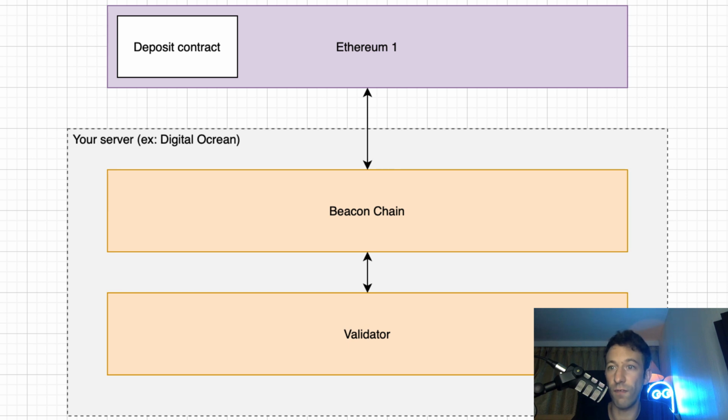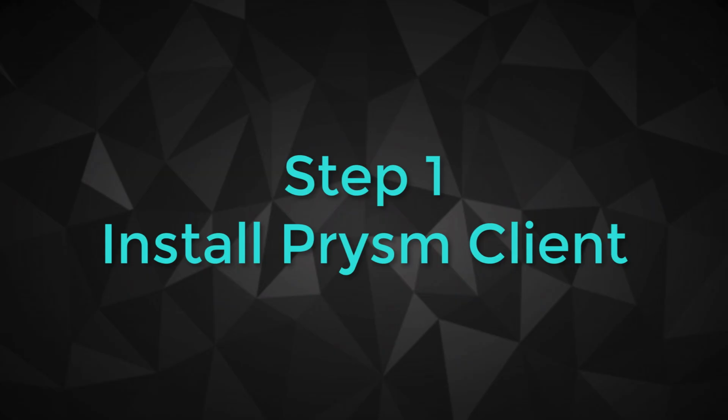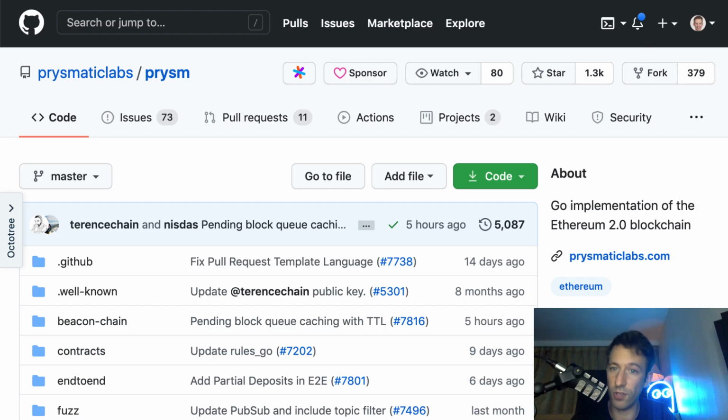Next, we are going to do the first step of staking your Ether, which is to run a beacon chain node. There are several software for running a beacon chain node, but the most popular one is the multi-client of Prysm. So we're going to choose this one.